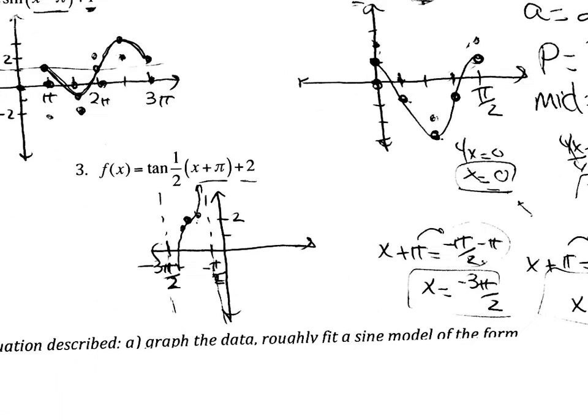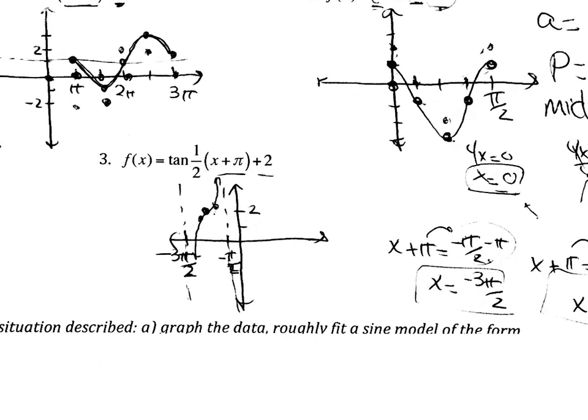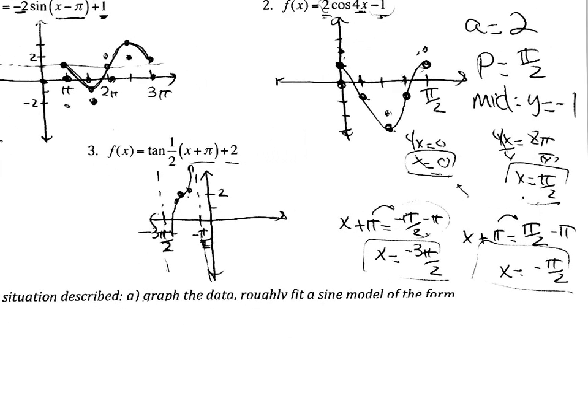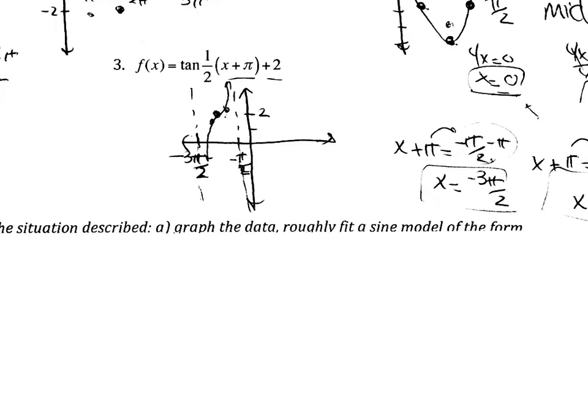Number 3 is tangent. That one is a little bit different. Tangent has asymptotes. The asymptotes are usually at pi over 2 and negative pi over 2. So what you do is take what's after the tangent right there and set it equal to pi over 2 and negative pi over 2. And I messed that one up in class. I just noticed the 1/2. So let's do that one again. We'll do that one live. That's even better probably. So I'm going to take the 1/2.